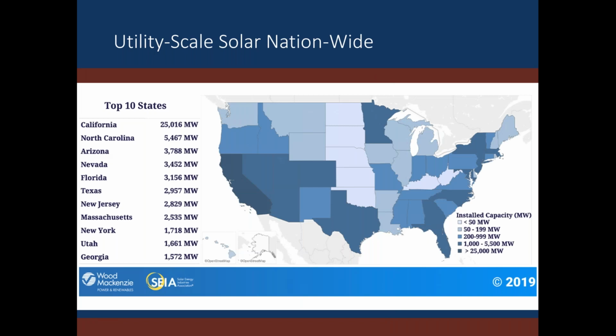From 2008 to 2019, U.S. solar PV installations have grown from generating 1.2 gigawatts to 30 gigawatts, according to the Solar Energy Industries Association. This map shows the installed solar PV capacity in each state, with the darkest blue representing greater than 25,000 megawatts. The top 10 states are also listed here.